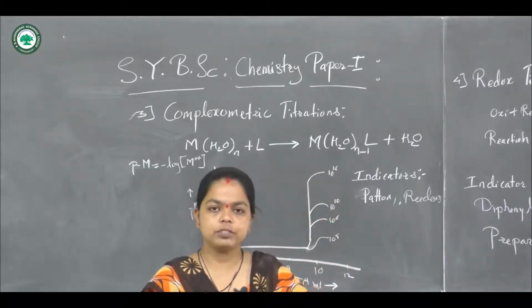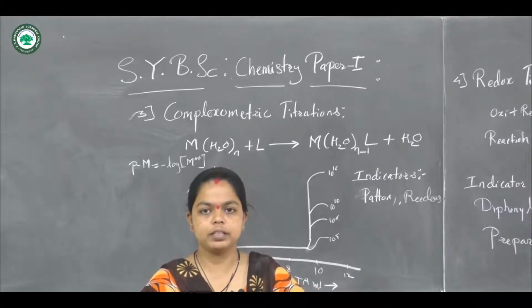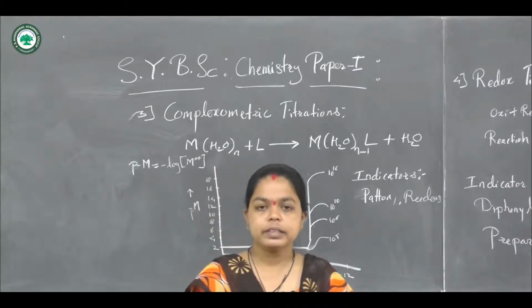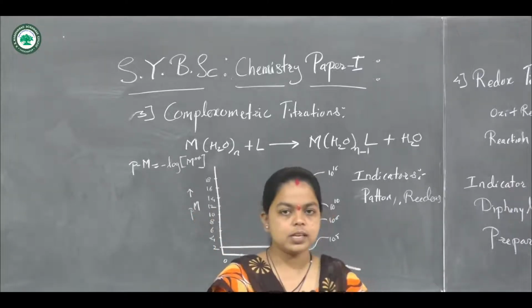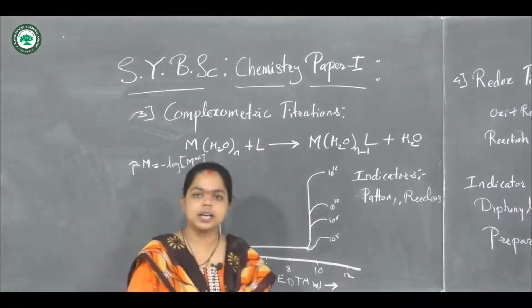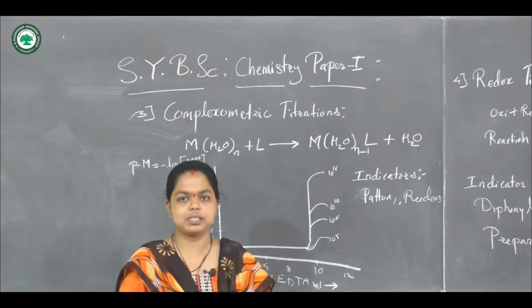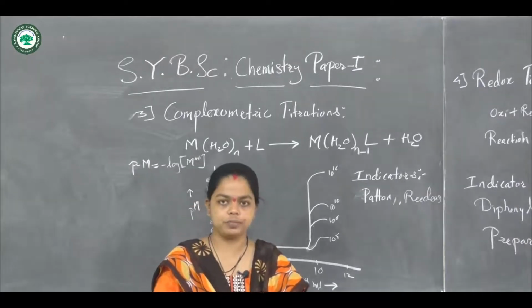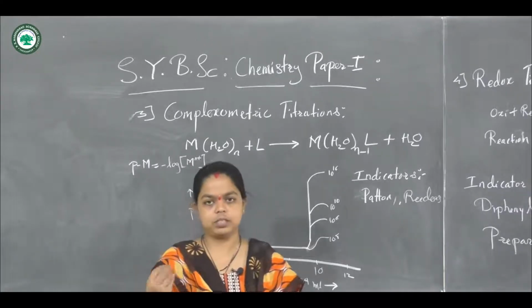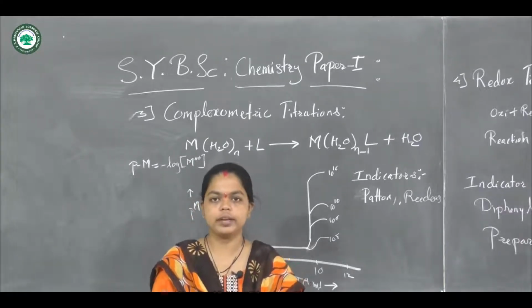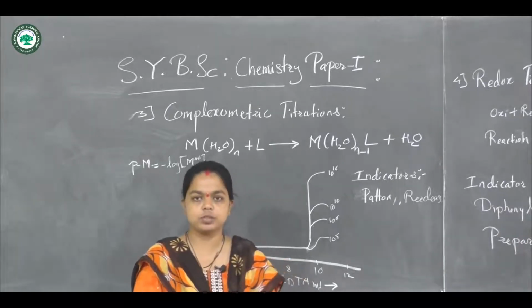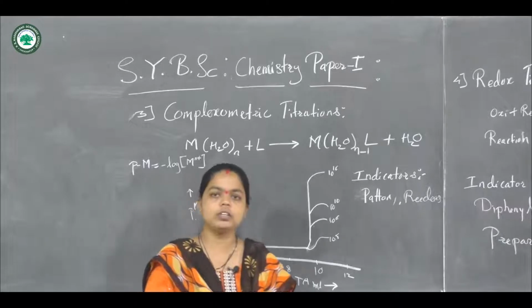Now in this lecture we are going to study the next type, the second, complexometric titration, and then the redox titration. So let us start with complexometric titration. The name indicates that complex formation takes place in this type of reaction. In titration we add a strong electrolyte in the burette, and the substance whose concentration is to be determined is taken in the conical flask.